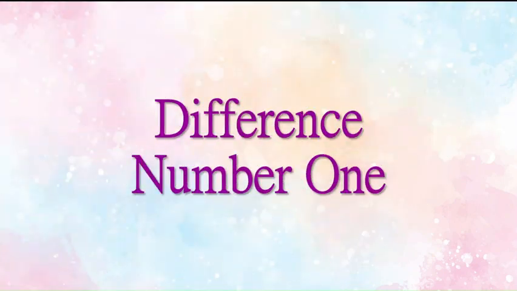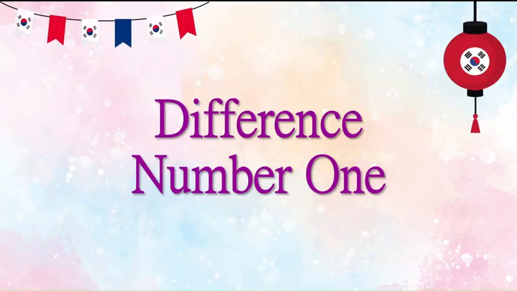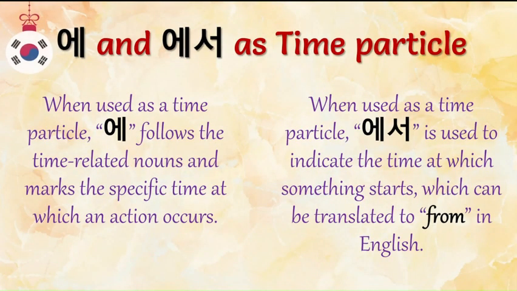Okay, so now let's start with difference number 1. This difference occurs when 에 and 에서 are being used as time particles. Okay, so talking about 에, when used as a time particle, 에 follows the time related nouns and it marks the specific time at which an action occurs. Okay, so in general words, 에 is used to denote the specific time of an action.